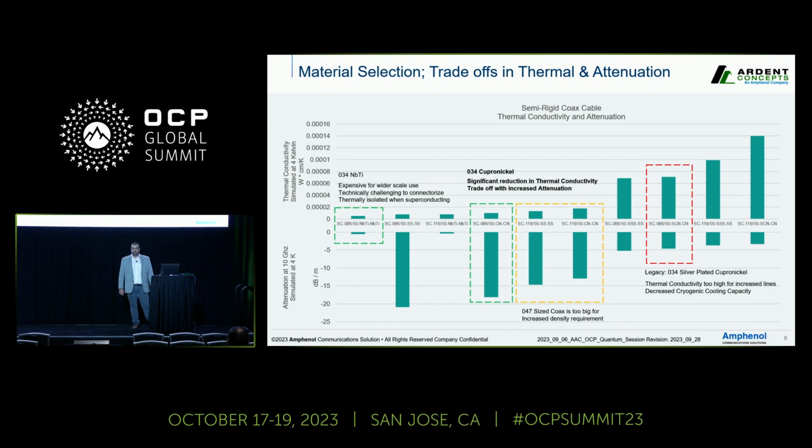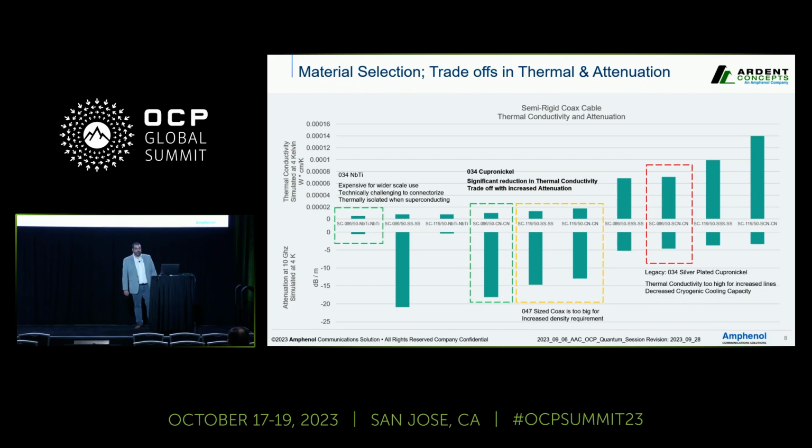Comparing common sizes like 047 and 034 semi-rigid, it's evident that smaller coax cables can provide greater flexibility for improving density. For instance, many designers today opt for the ubiquitous 034 silver-plated copper-nickel coax cable due to its balanced performance in terms of attenuation and thermal properties. However, as the number of coax cables in a given design increases, we reach a point where the combined higher thermal conductivity may risk the ability to maintain the QPU at the required temperature.